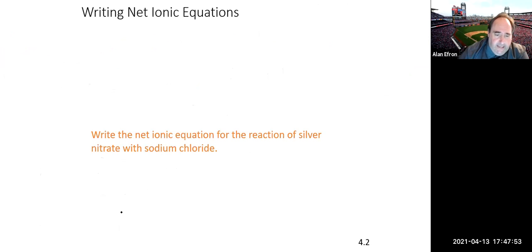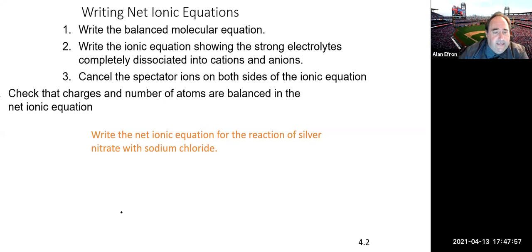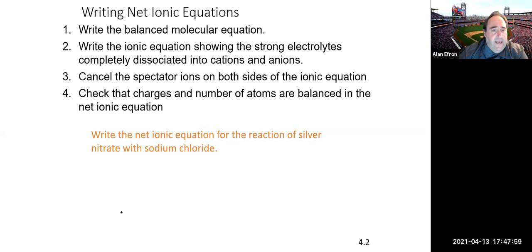So let's take a look at another one here. Again, these are the steps to get us to these net ionic equations. So for example, if we look at this one, we want to write the net ionic equation for the reaction of silver nitrate and sodium chloride.